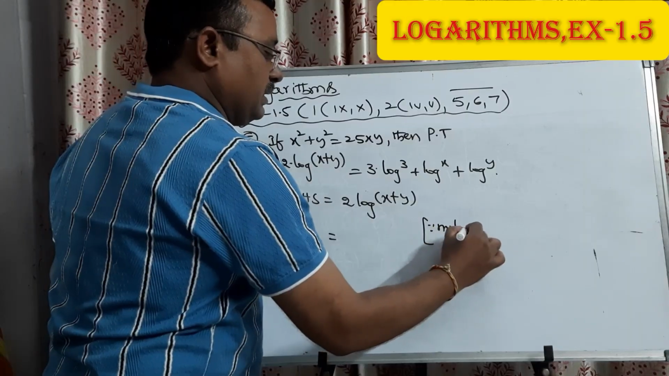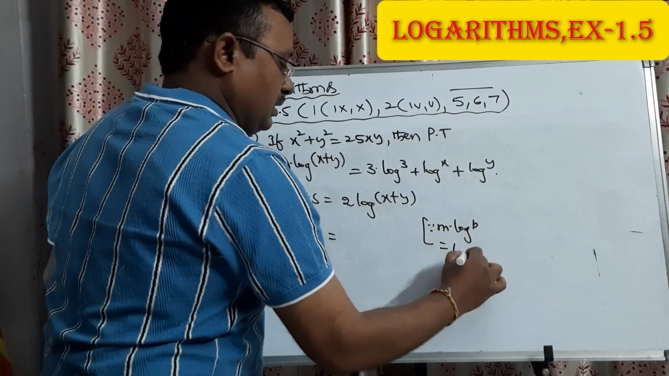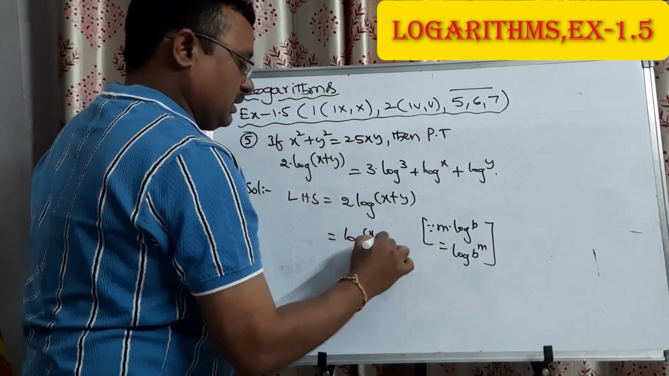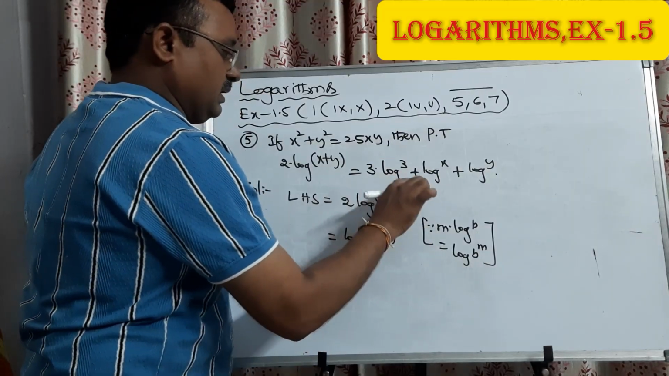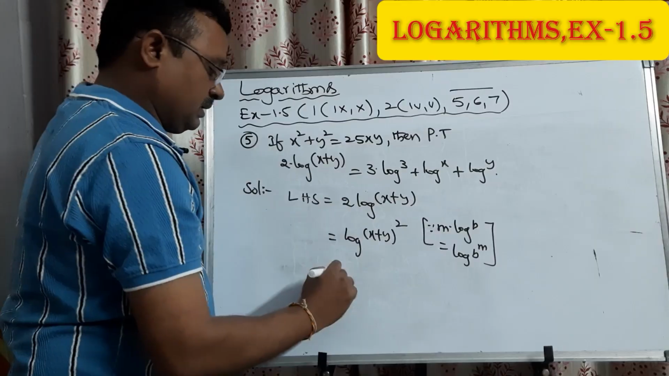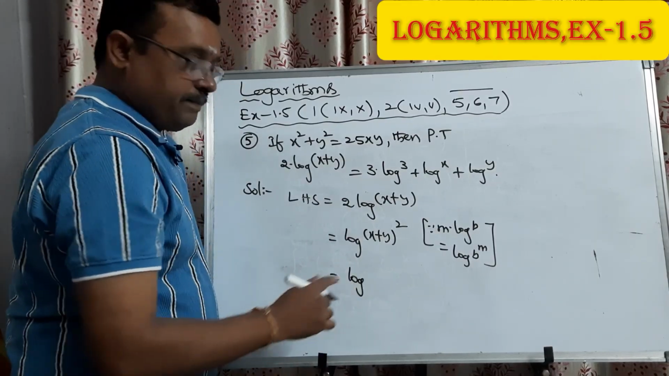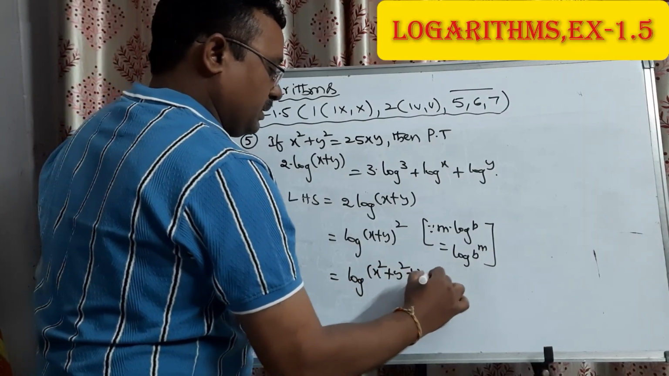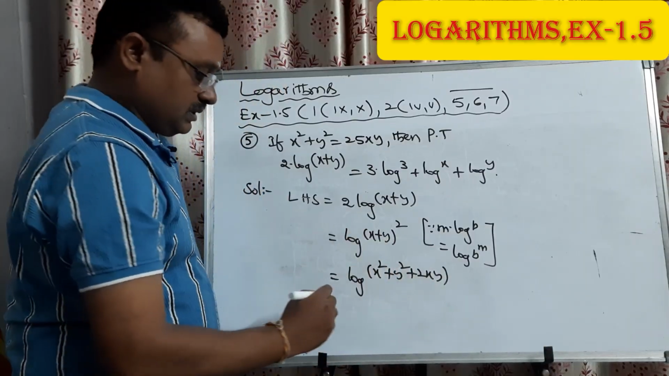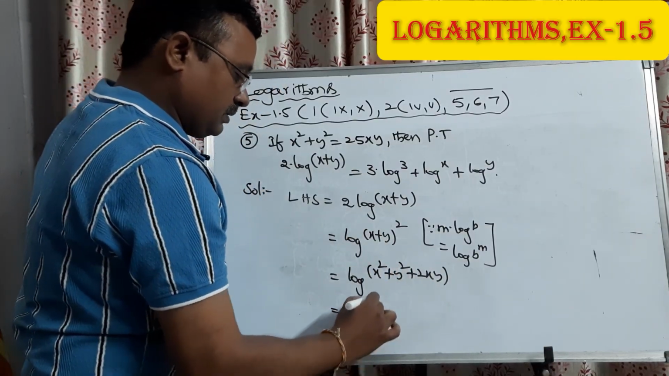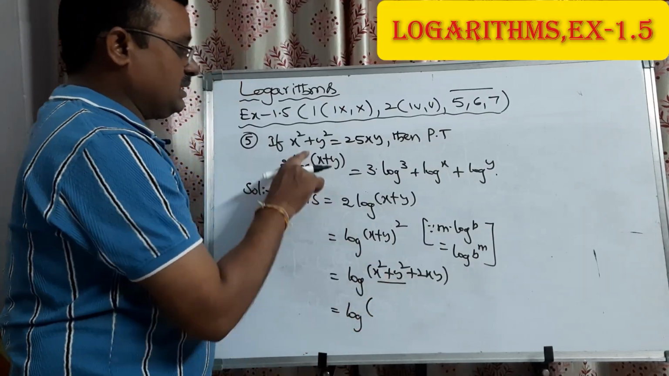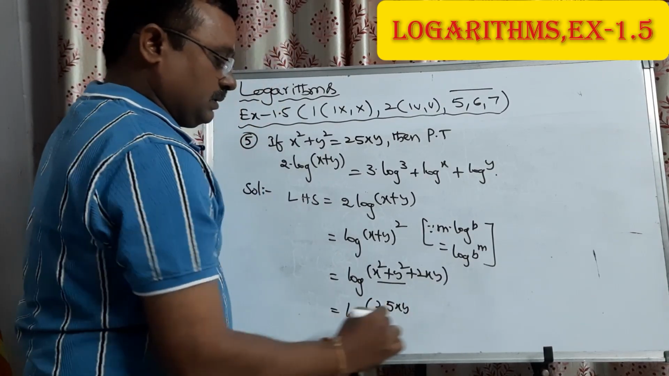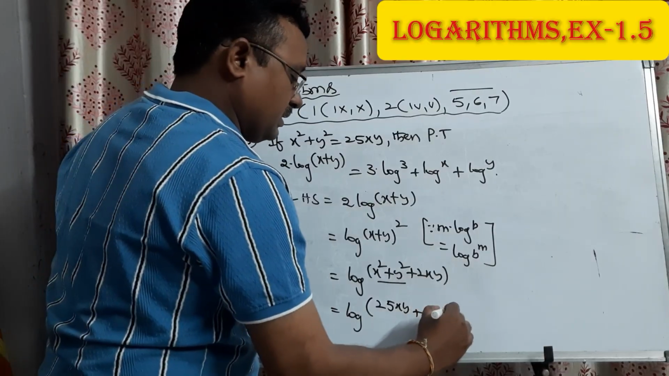m log b is equal to log b to the power m, so it can be written as log of (x plus y) whole square. The multiple will become the power of the logarithmic number. It is equal to log of (x plus y) whole square, that is x square plus y square plus 2xy. Normal simplification: this is equal to log of x square plus y square, whose value is given as 25xy, plus 2xy is there already.